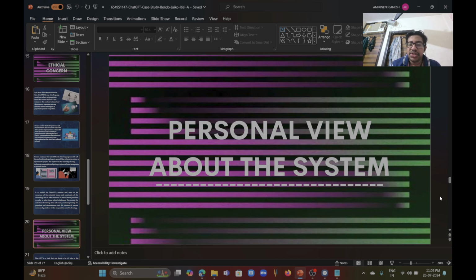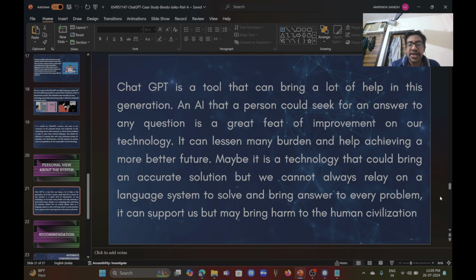Personal view about the system. The ChatGPT tool brings a lot of help to this generation. AI, where a person could seek the answer to any question, is a great feat and an improvement in our technology. It lessens our burden and helps achieve a better future, maybe. At least it could bring an accurate solution, but we cannot always rely on a language system to bring answers to every problem.